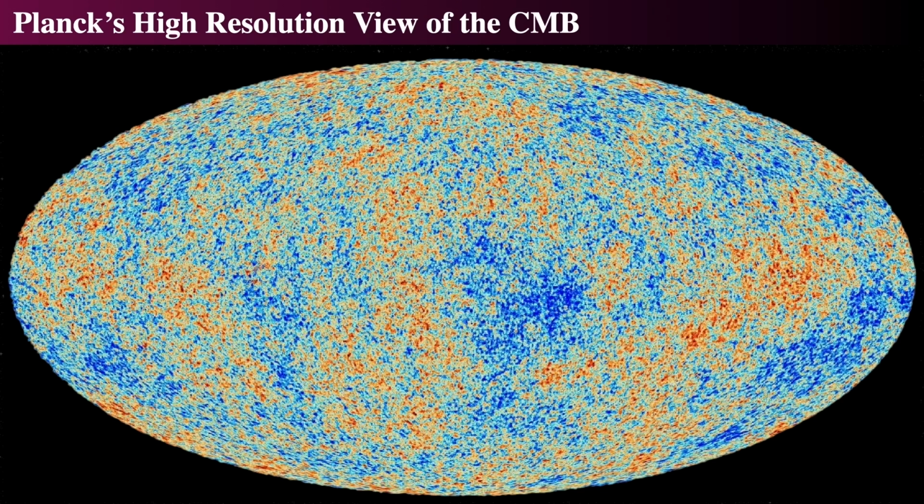So this is the high-resolution image of the last scattering surface when the universe was only about 360,000 years old. And compared to COBE's very poor resolution at 7 degrees, the angular size that was able to be seen by Planck is much, much smaller.